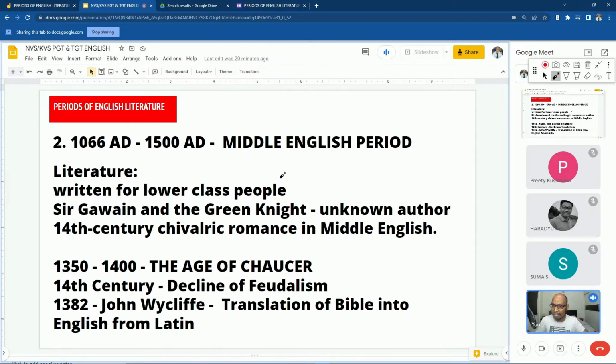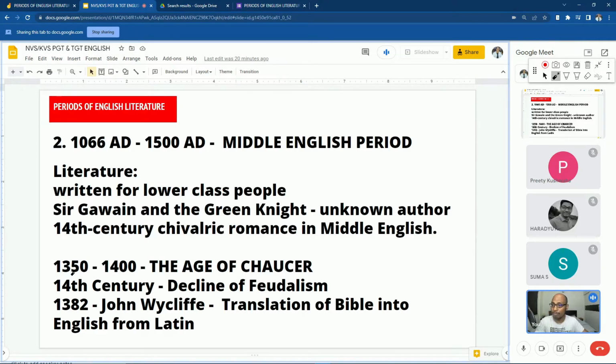Okay, and then we have a few books: Sir Gawain and the Green Knight, the author is unknown. And then in the 14th century, chivalric romance in Middle English. Mostly the 14th century literature, the Middle English literature, is about chivalric romance. Those knights, those warriors, what they did in the war, how they conquered the foreign lands, all those things were part of the Middle English period.